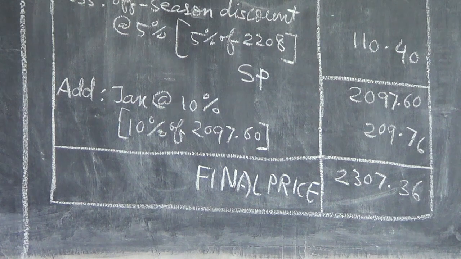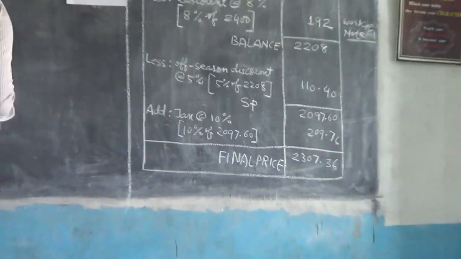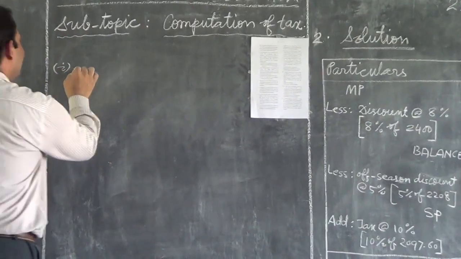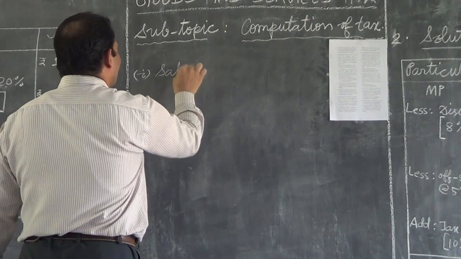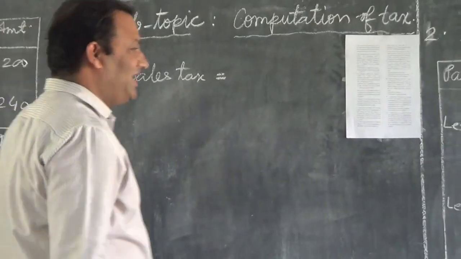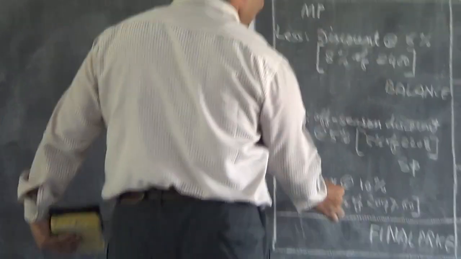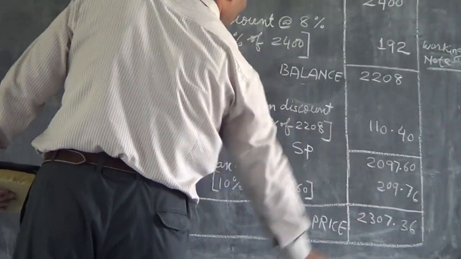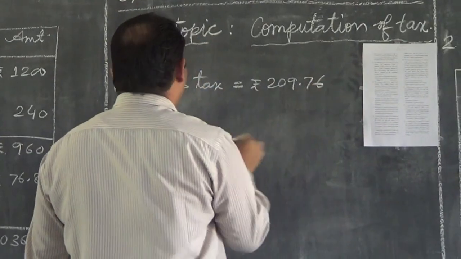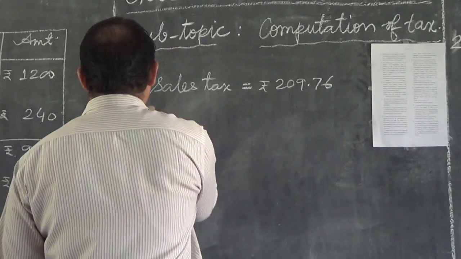Now I will write the first bit of the answer. After this, just write it. Sales tax, which the customer will pay. Sales tax equals, from the table you just see and write. Sales tax how much, children? 209.76. And the second bit of the answer is being asked.